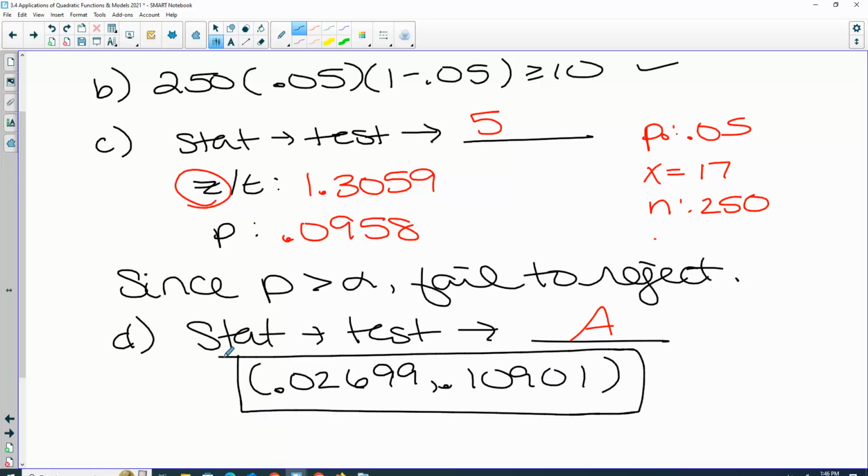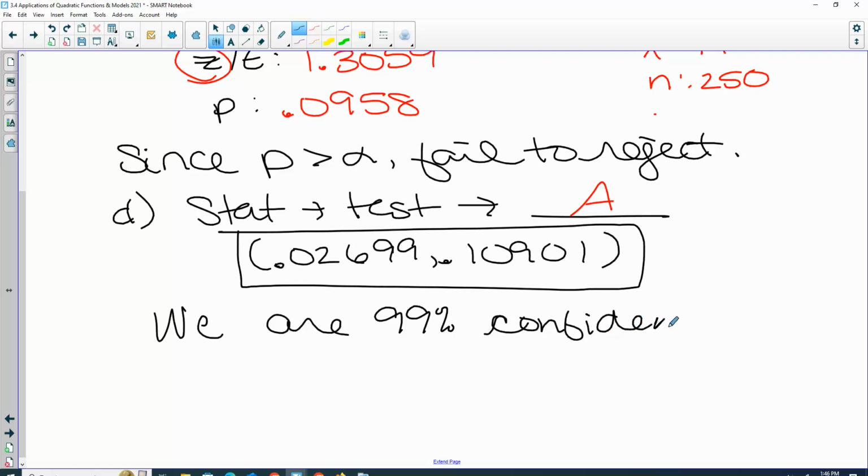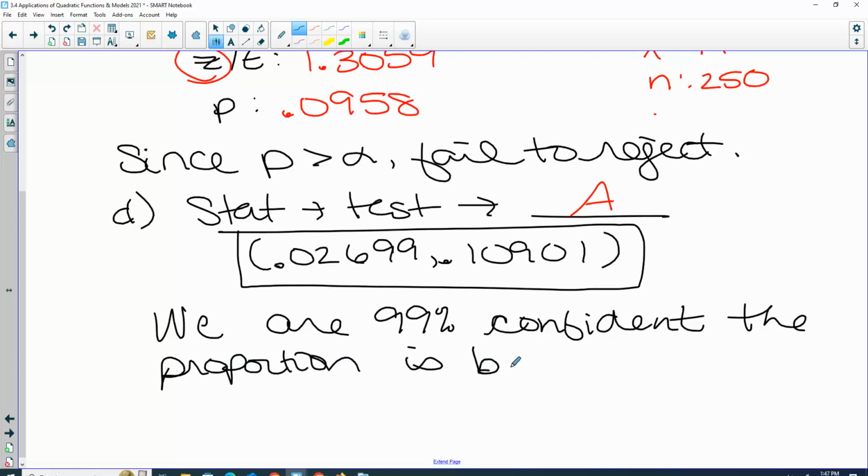Let me get this. So that means, I did ask you to interpret on this one. We are 99% confident the proportion is between 0.0699 and 0.1090.